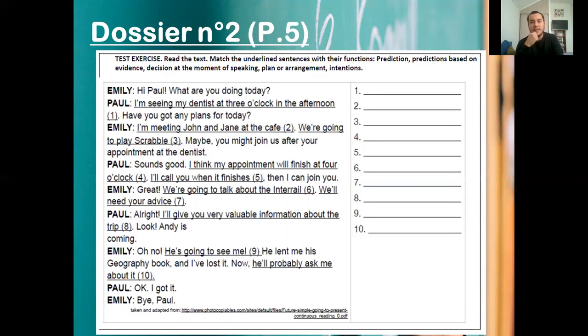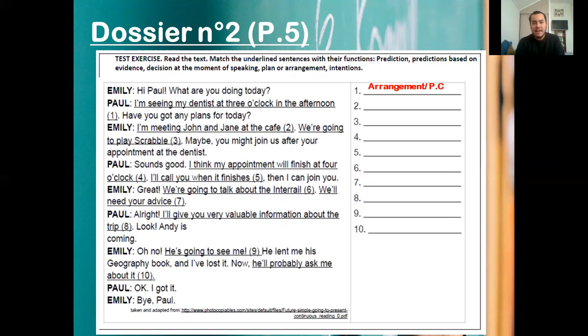The text starts with this, with Emily. Hi, Paul, what are you doing today? Paul says, I'm seeing my dentist at 3 o'clock in the afternoon. Have you got any plans for today? So number 1 is an example of an arrangement. It is a plan, and that is the reason that you use the present continuous.